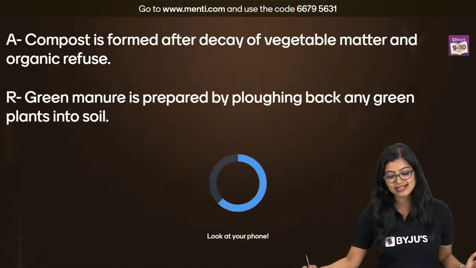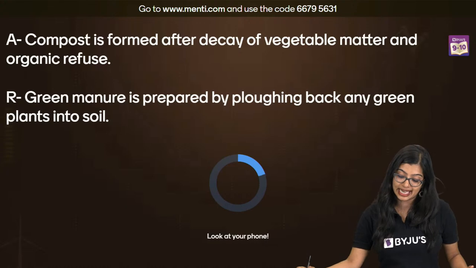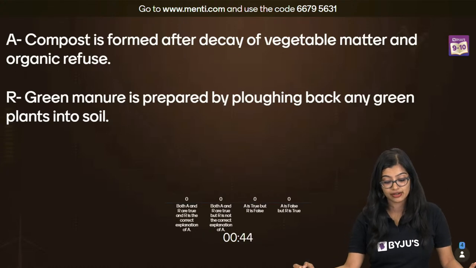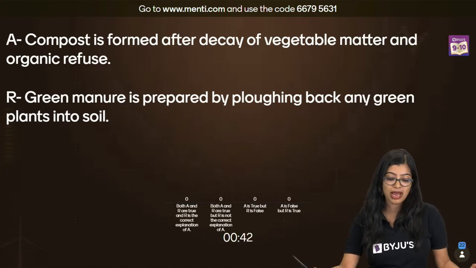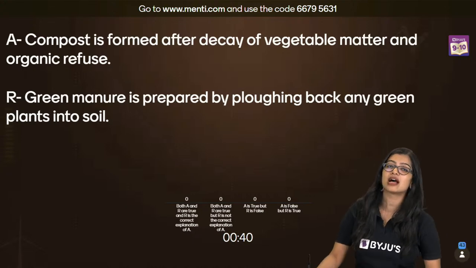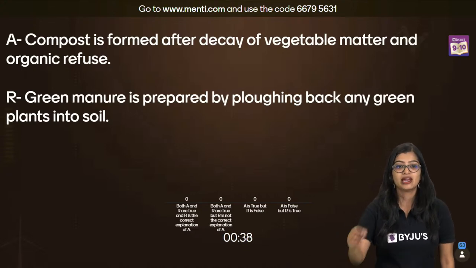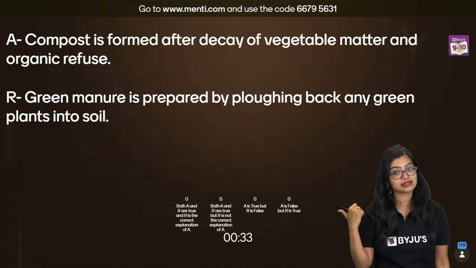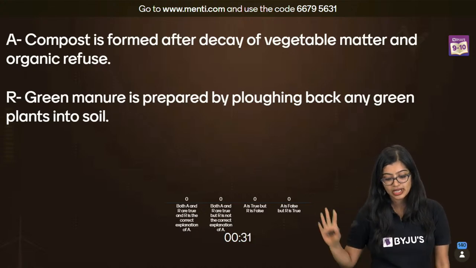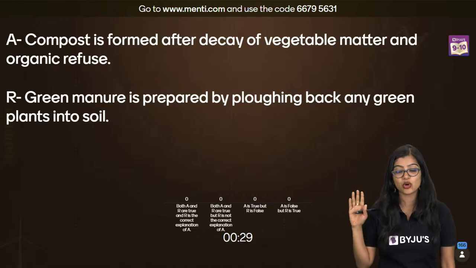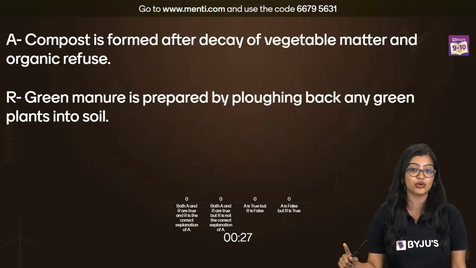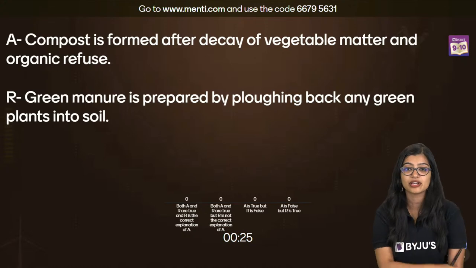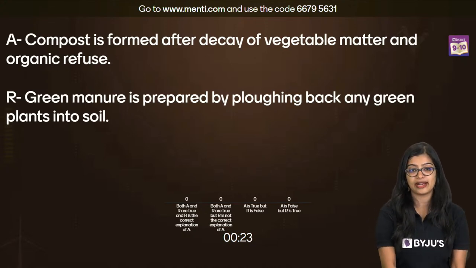Now, A says that compost is formed after decay of vegetable matter and organic refuse. Green manure is prepared by plowing back any green plants into soil. This is a tough question. I will agree, this is tough. But think about it, right? I told you what is the technique that you have to use. Use that particular technique and you can go ahead.